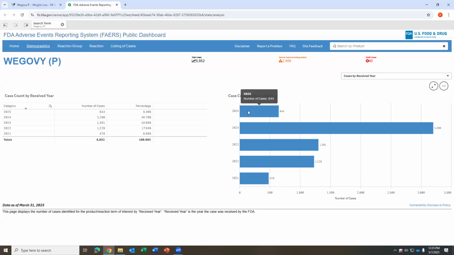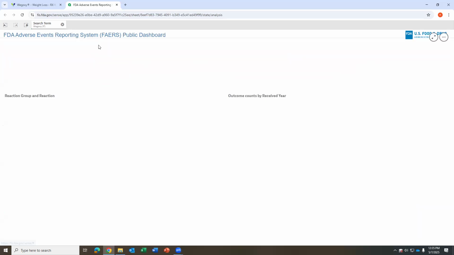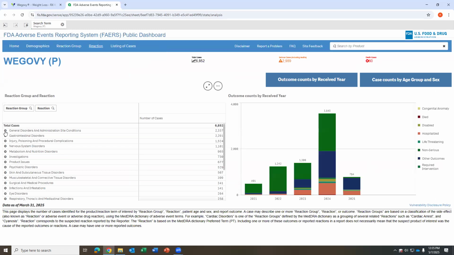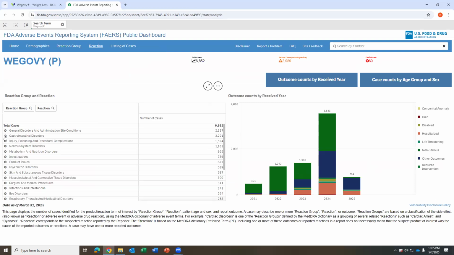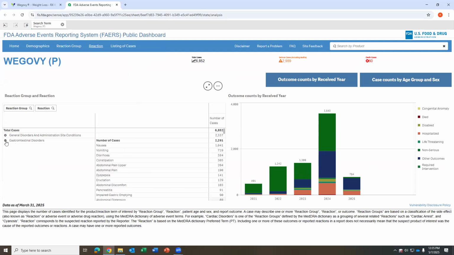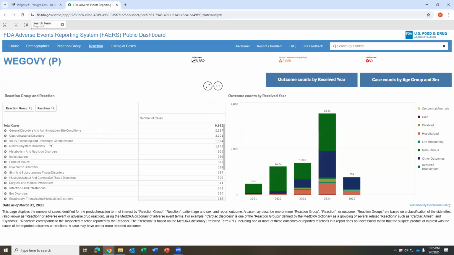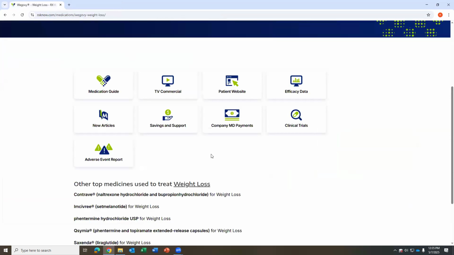You can look at it, case counts by year. We like to look at it specifically by reaction. When you look at reactions, general disorders, administration site conditions, click on that, it gives you a variety of all those different cases that were offered to the FDA. Gastrointestinal disorders, again, these fall in line with the adverse events. This is what was reported to the FDA. And you can go through all of these. And this is a fascinating way to look at anything that you may have concerns with and what was reported to the FDA. And then you can talk to your healthcare provider about that if you are on or considering taking Wegovy in this case.